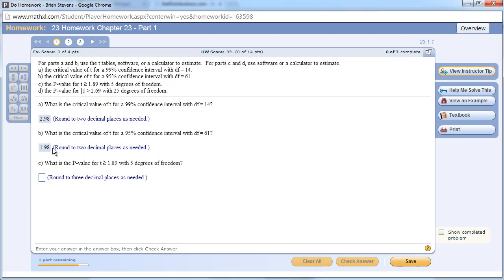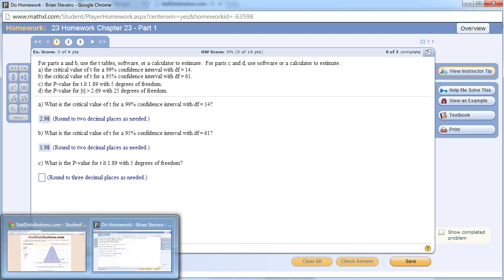Don't guess, just go ahead and get the correct answers by using the calculator, but understand the concepts. The z is just like the t, and the t is just like the z, except for degrees of freedom. What is the p-value for t greater than 1.89 with 5 degrees of freedom?